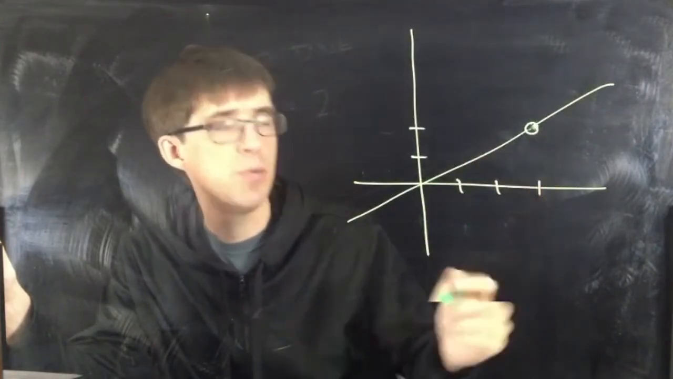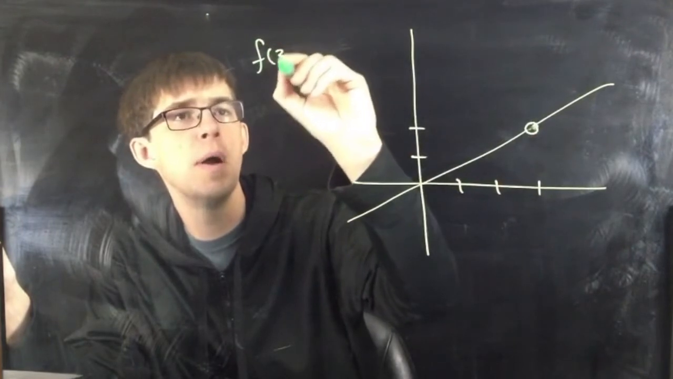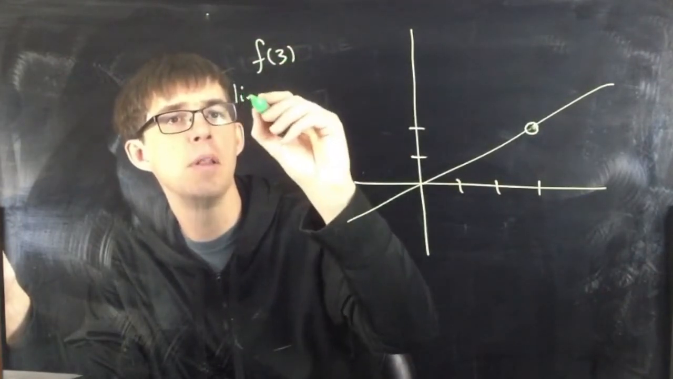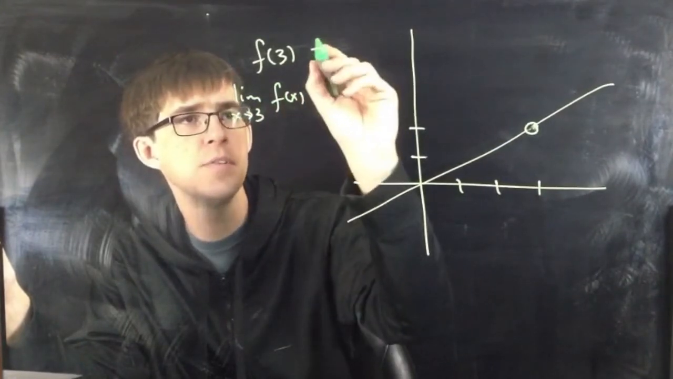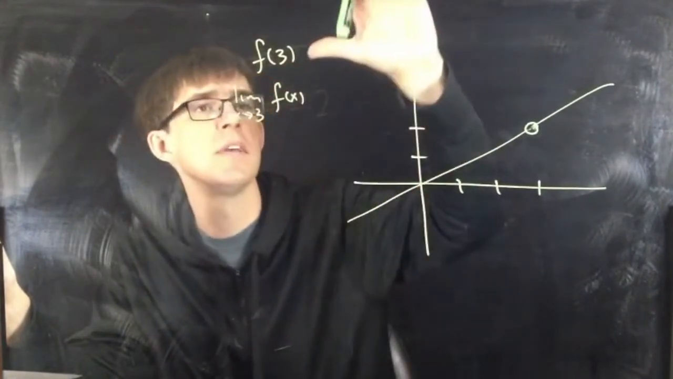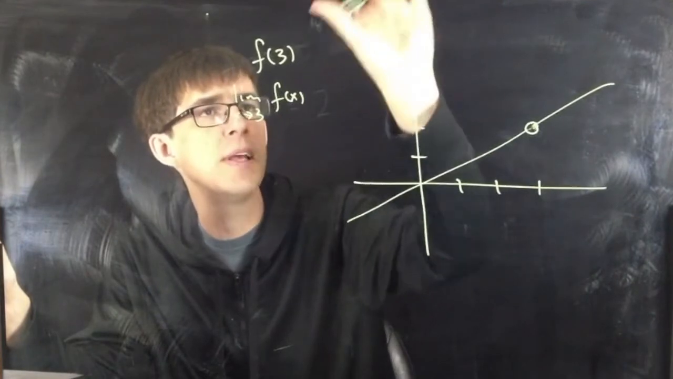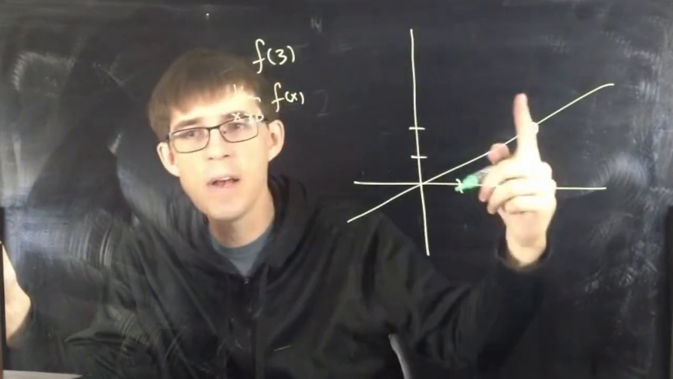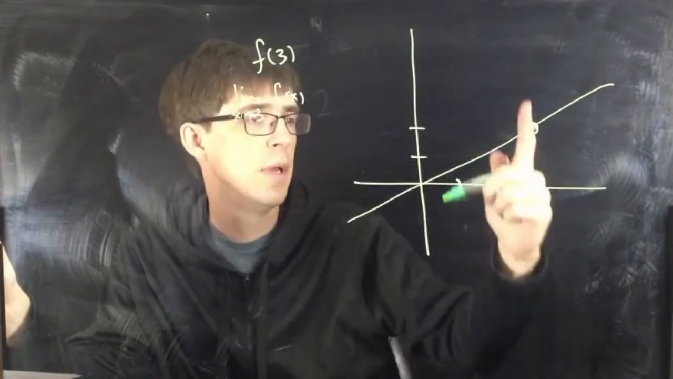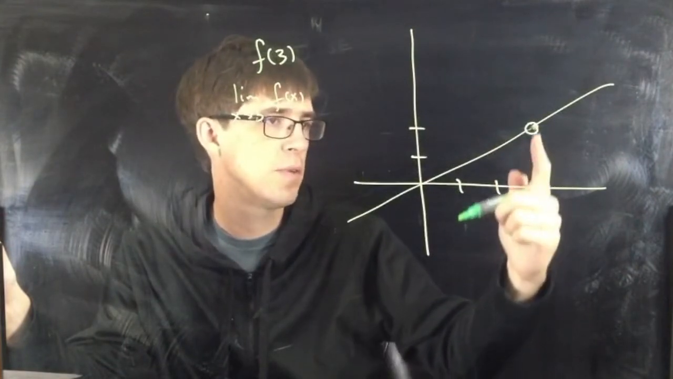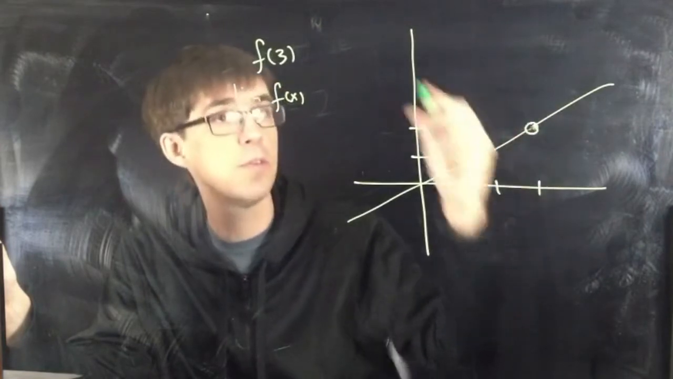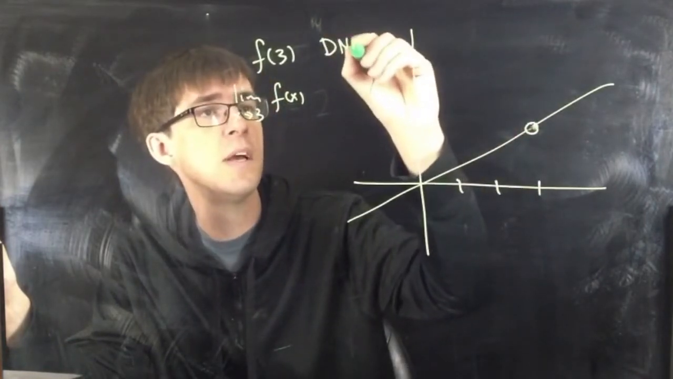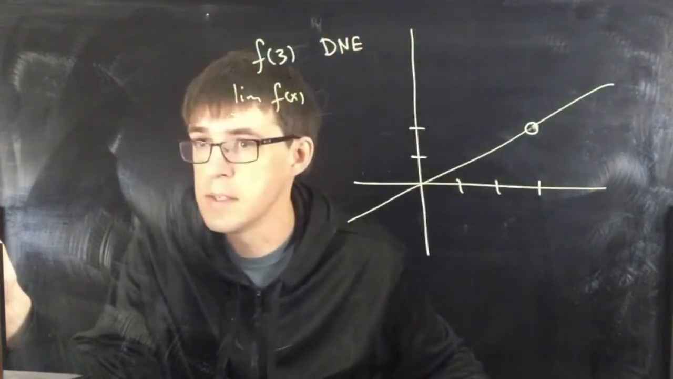This is x equals 3. So what about f of 3? And also what about lim x goes to 3 of f of x, right? These are the two things that I want to discuss. Now, what is f of 3? It means what is the y value when x equals 3? And I can see here, if x equals 3, there is no y value, right? I have an empty circle and no filled in circle, so f of 3 in this case does not exist, right?